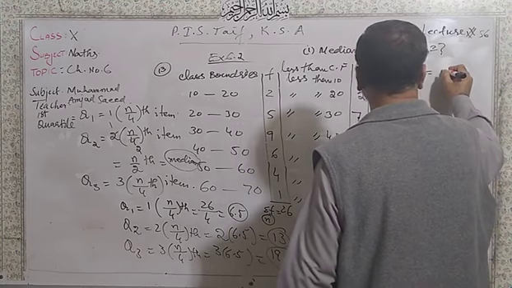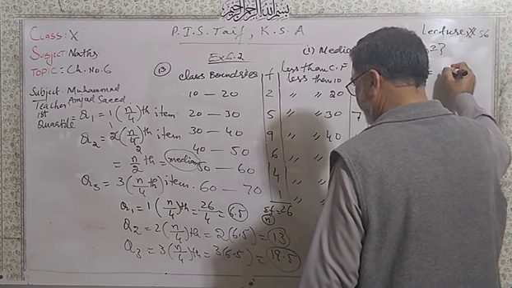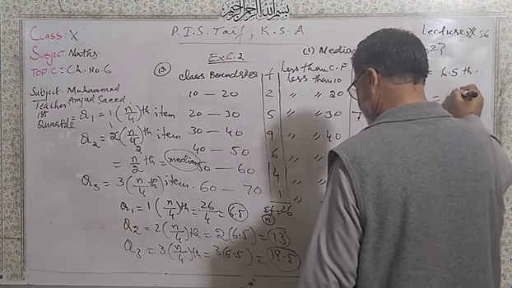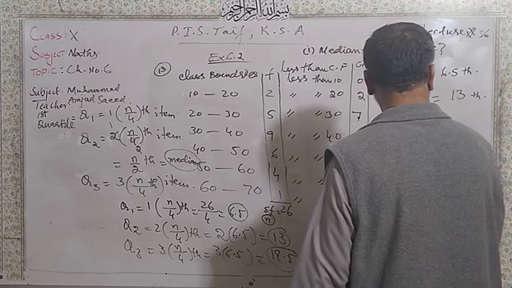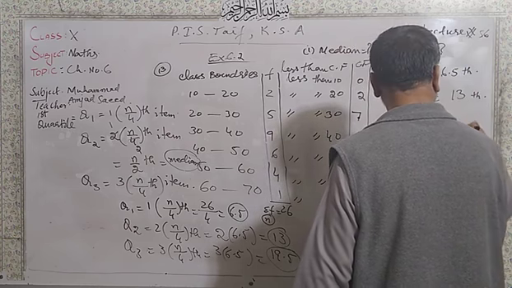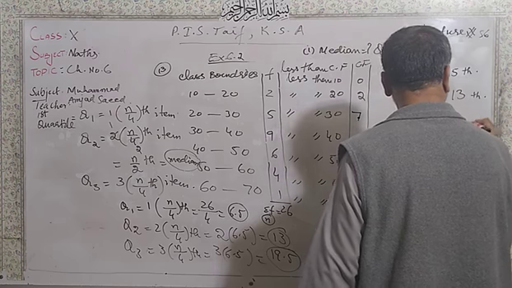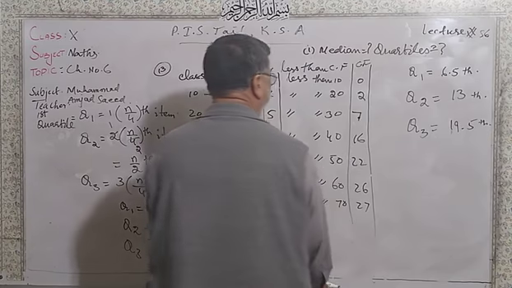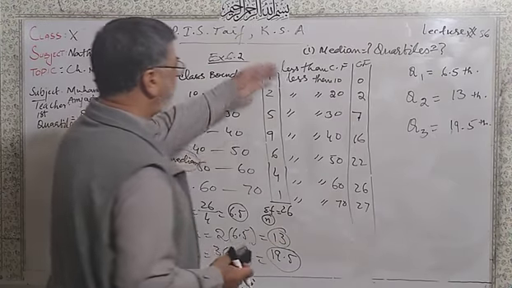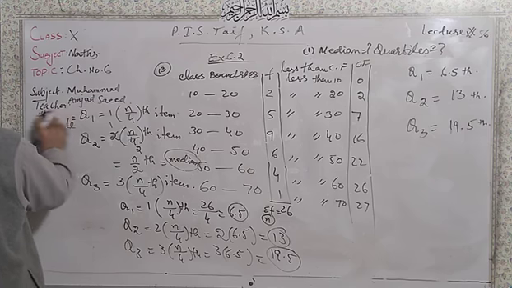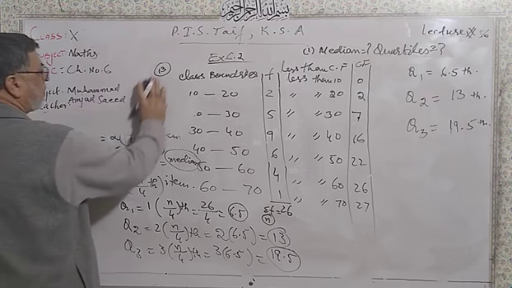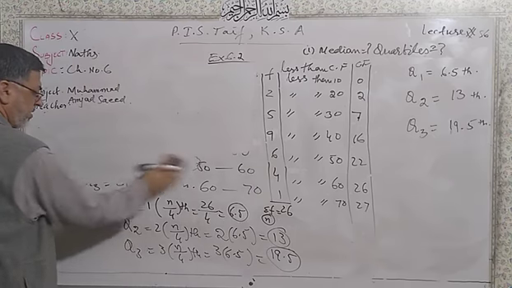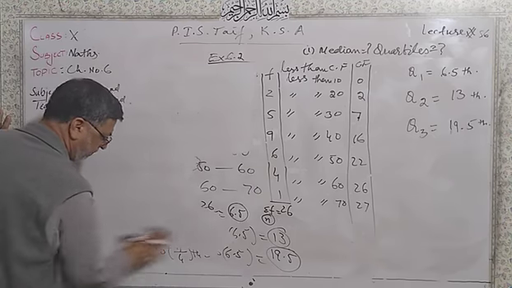So dear students, we can write down this information. Q1, the first quartile, is 6.5. Then Q2 is 13. Then Q3 is 19.5. Now we will apply the less than cumulative frequency table. We have to draw the graph and physically we will find the values.